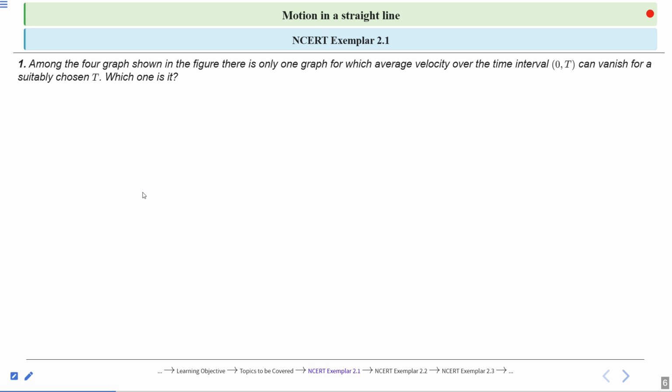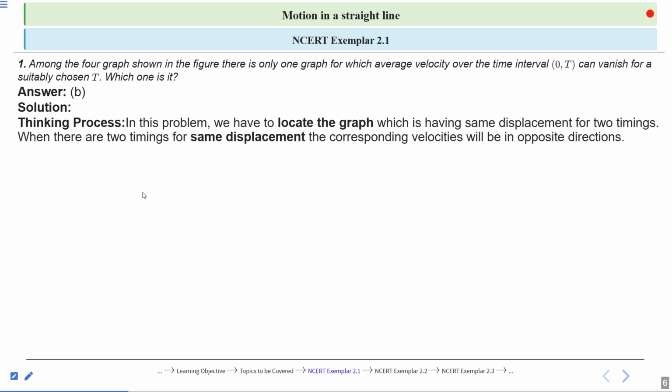So, the correct answer is B. Solution: thinking process. In this problem, we have to locate the graph which has the same displacement for two timings. When there are two timings for the same displacement, the corresponding velocities will be in opposite directions.